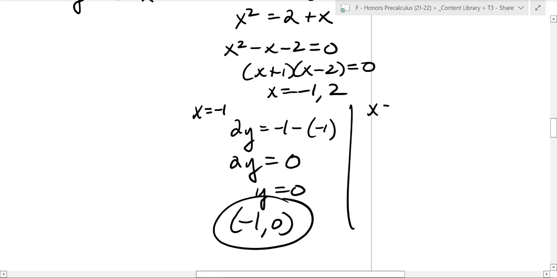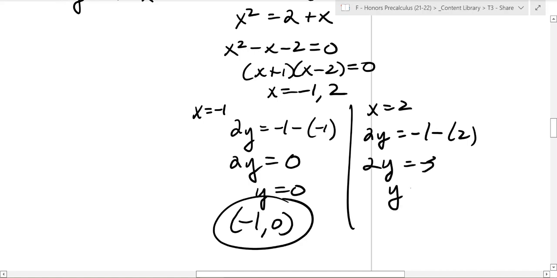But then x could also be 2. So 2y is equal to negative 1 minus 2. So 2y is equal to negative 3. So y is equal to negative 3 over 2. So the other answer is 2 comma negative 3 over 2.